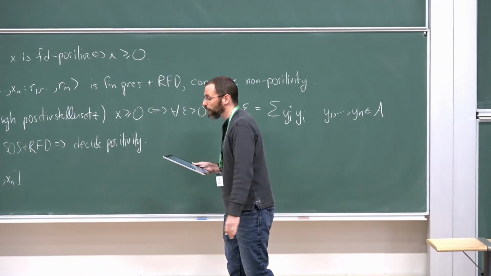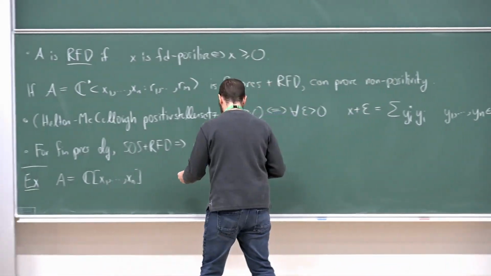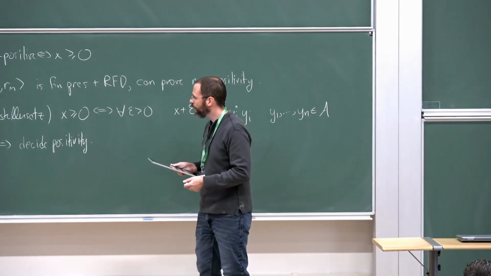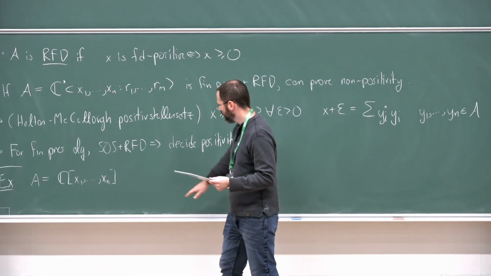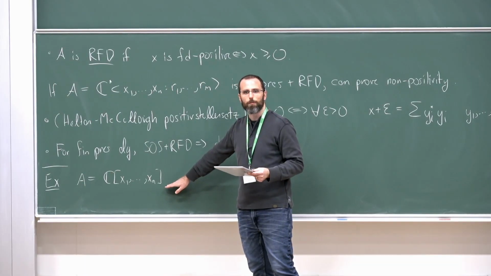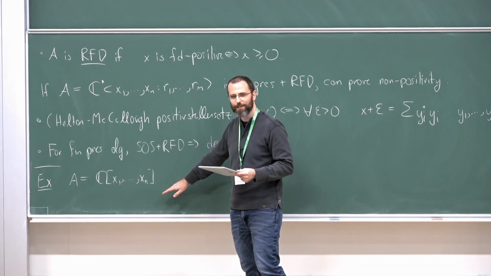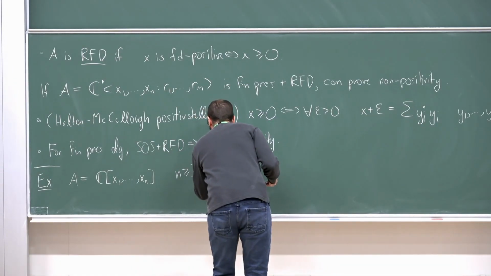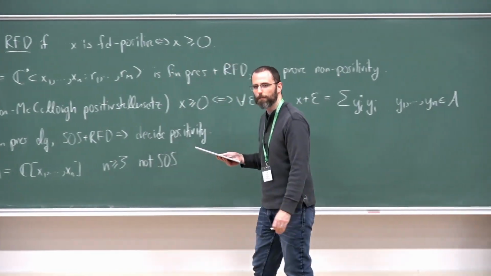The study of sums of squares is a pretty old topic. For commutative polynomials, there's the famous Hilbert's 17th problem. For n equals 2, positive elements are sums of squares here. But for n greater than or equal to 3, they're not. So for n greater than or equal to 3, this algebra is not SOS, so we can't prove positivity with sums of squares.